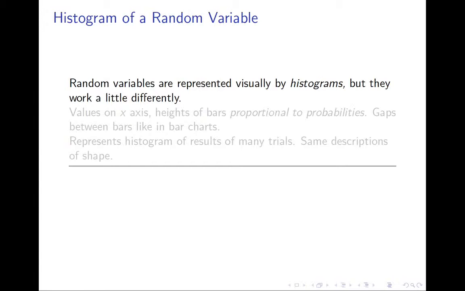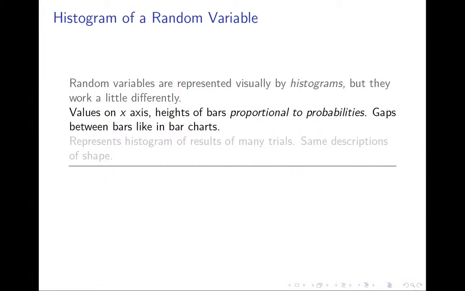Because random variables are a different approach to what we talked about before in numerical variables, everything we computed there will have an analog. Here, it may look a little different. So, for example, we make histograms of random variables. They work like ordinary histograms. The values are along the x-axis.